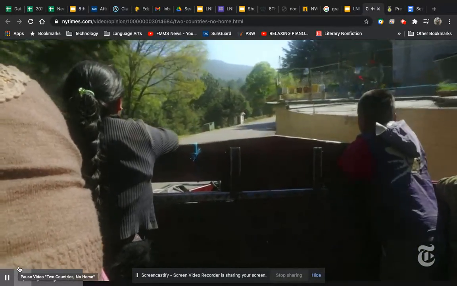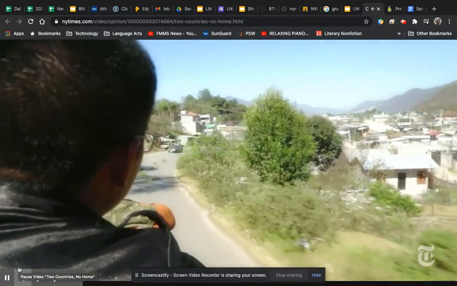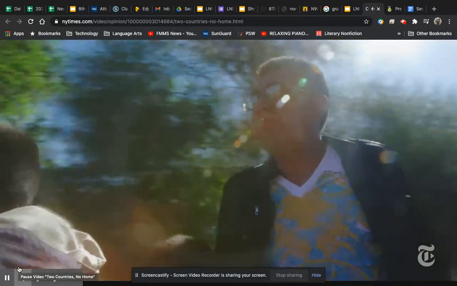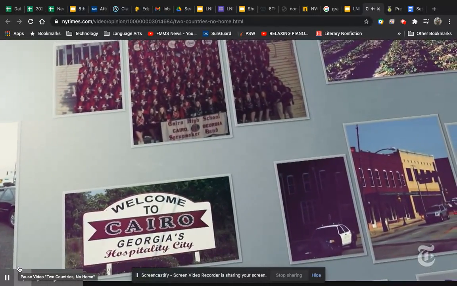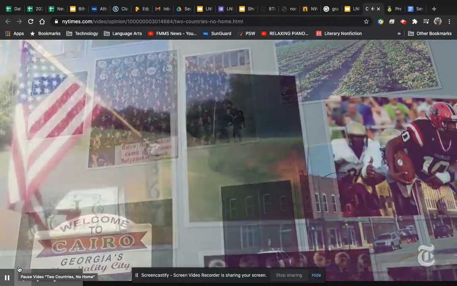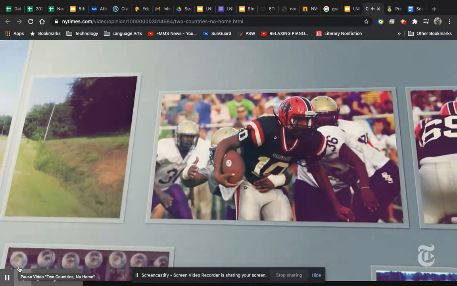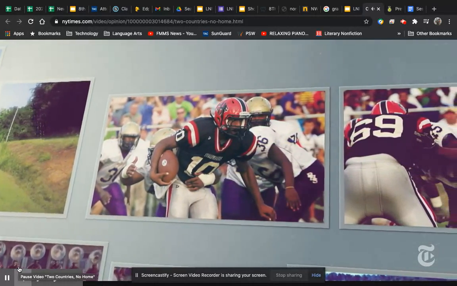And we got to the small town called Cairo, Georgia. And that's where we start to begin to learn how to live the American lifestyle. Here was a football town, football night. You see the stadium full of people.